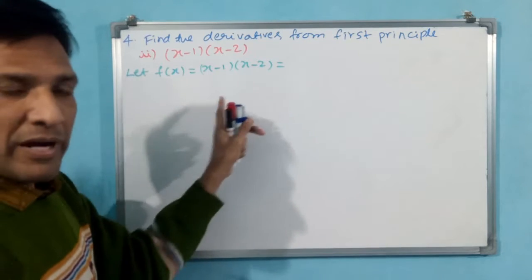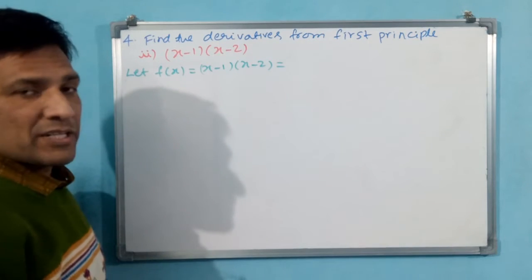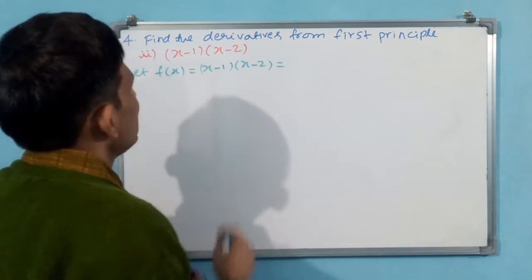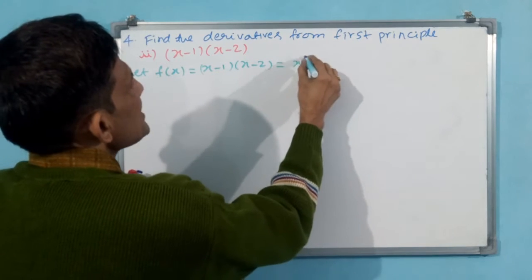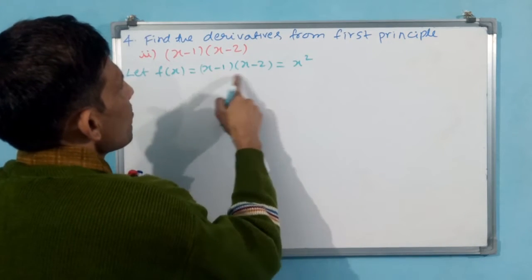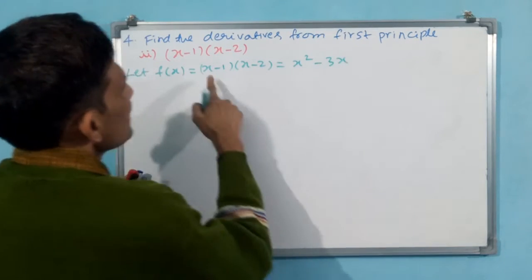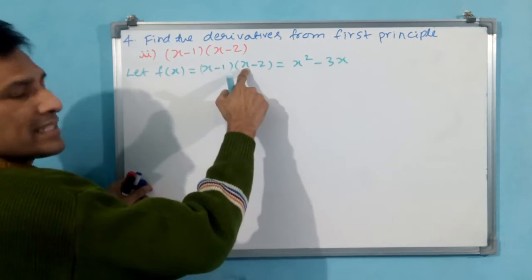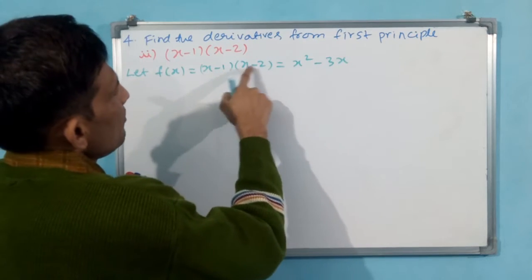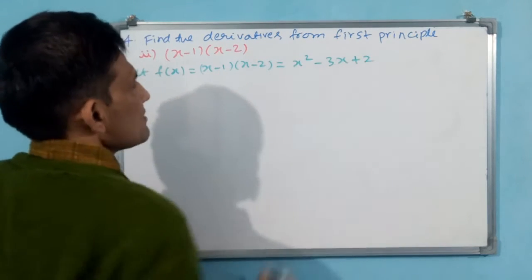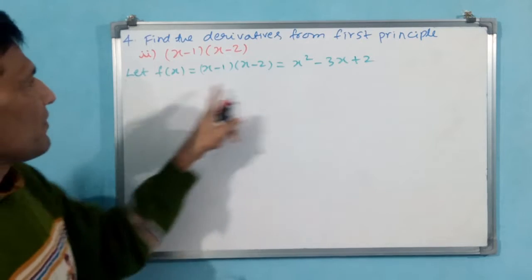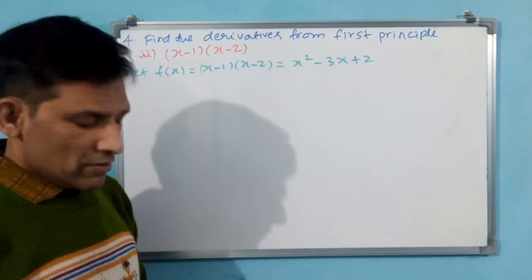But I will multiply and make it one expression, because multiplication is there. Addition, I will make x square minus 2x minus x. Minus 3x, shall I write directly? Minus 2x minus x. Okay, plus 2. Now f of x is x square minus 3x plus 2, like you have to take.